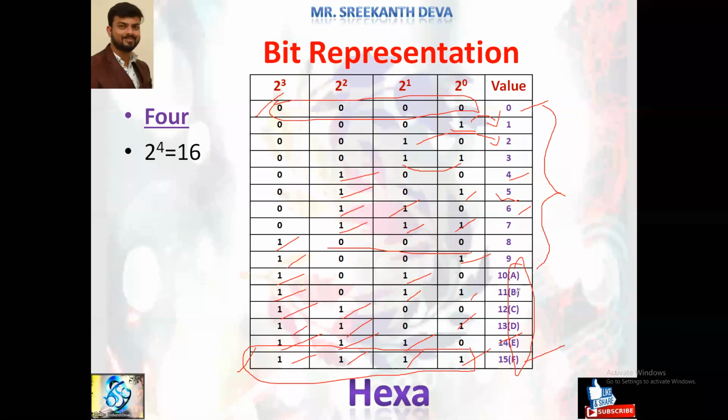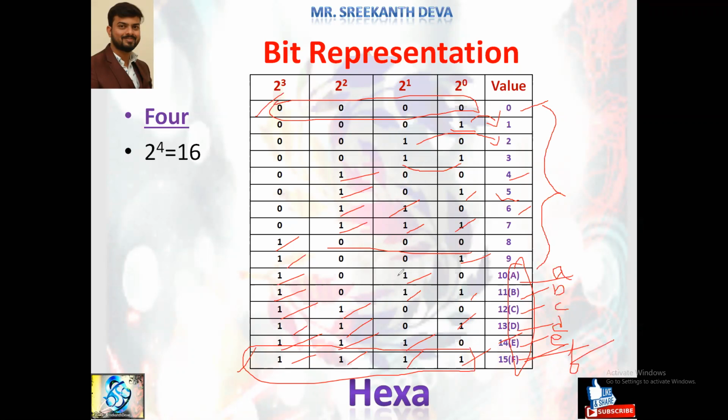From 10 onwards, they are going to be categorized by what? A, B, C, D, E, F. For your understanding, I have written here 10, 11, 12, 13, 14, 15. But generally in the hexadecimal system, they won't represent 10, 11, 12, 13, 14, 15. They will represent it either as capital A or small a, capital B or small b, capital C or small c, capital D or small d, capital E or small e, capital F or small f.